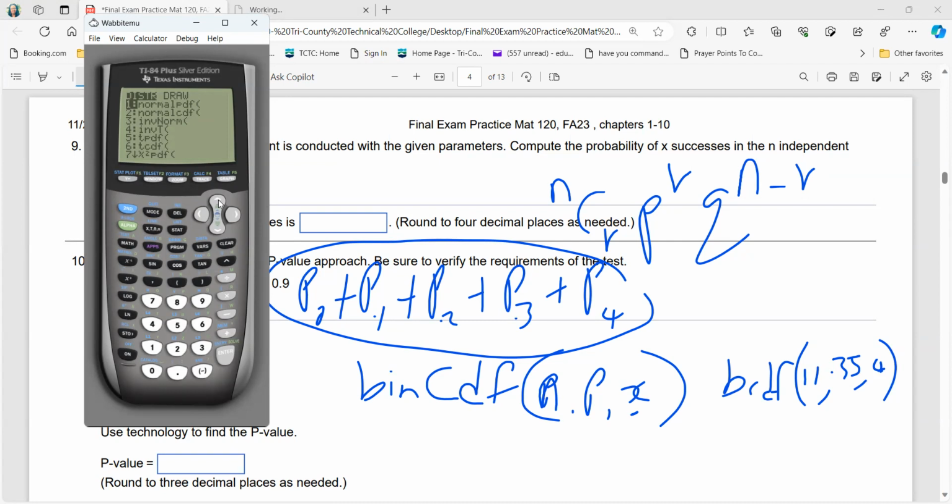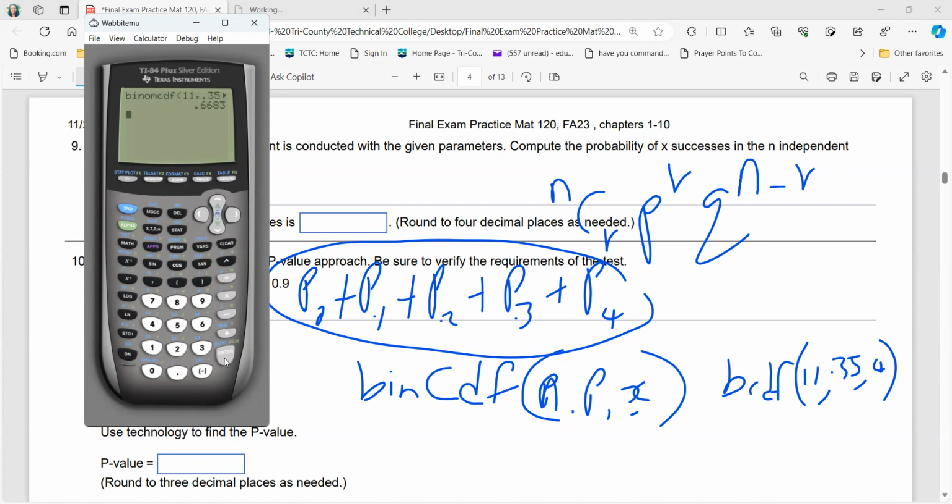Anyway, this time I'm looking for binomial, not normal, and binomial cumulative density function. So this is binomial cumulative density function. The number of trials is 11. Success is 0.35. The random variable is 4, which means I'm accumulating to the left. And then I'm going to paste. It's asking me, is that the argument you want? Sure, that's the argument I want. So I hit enter.